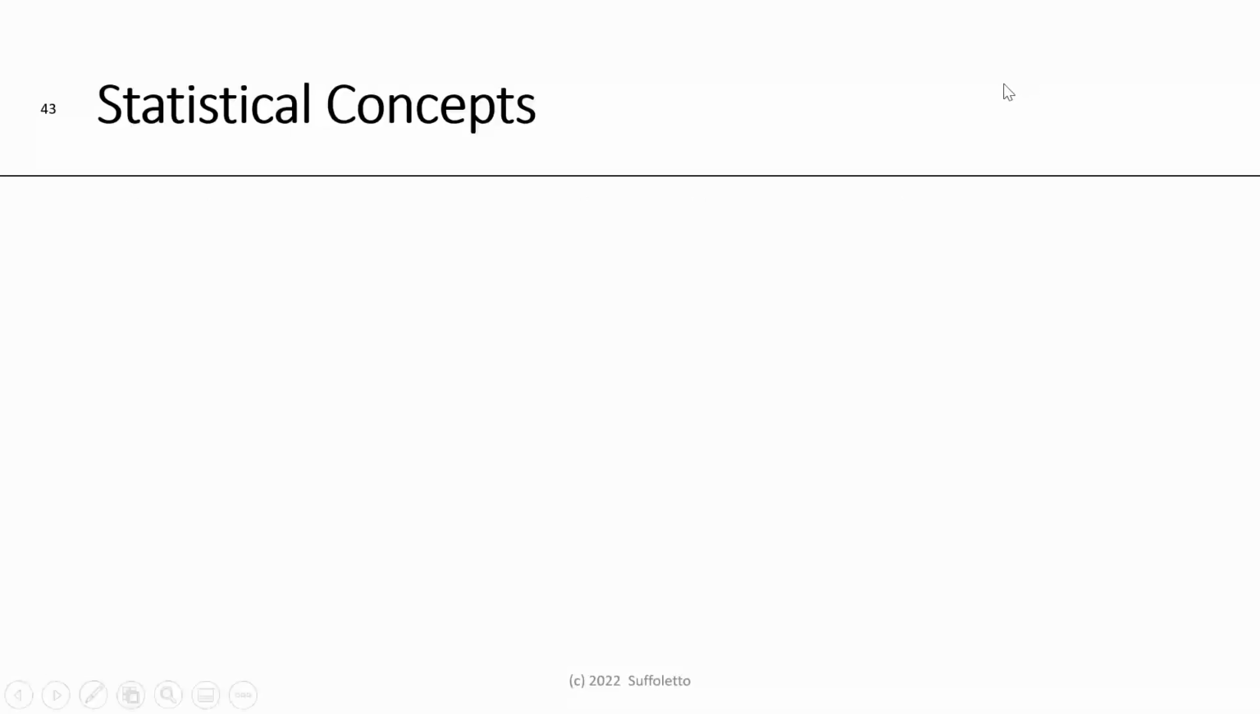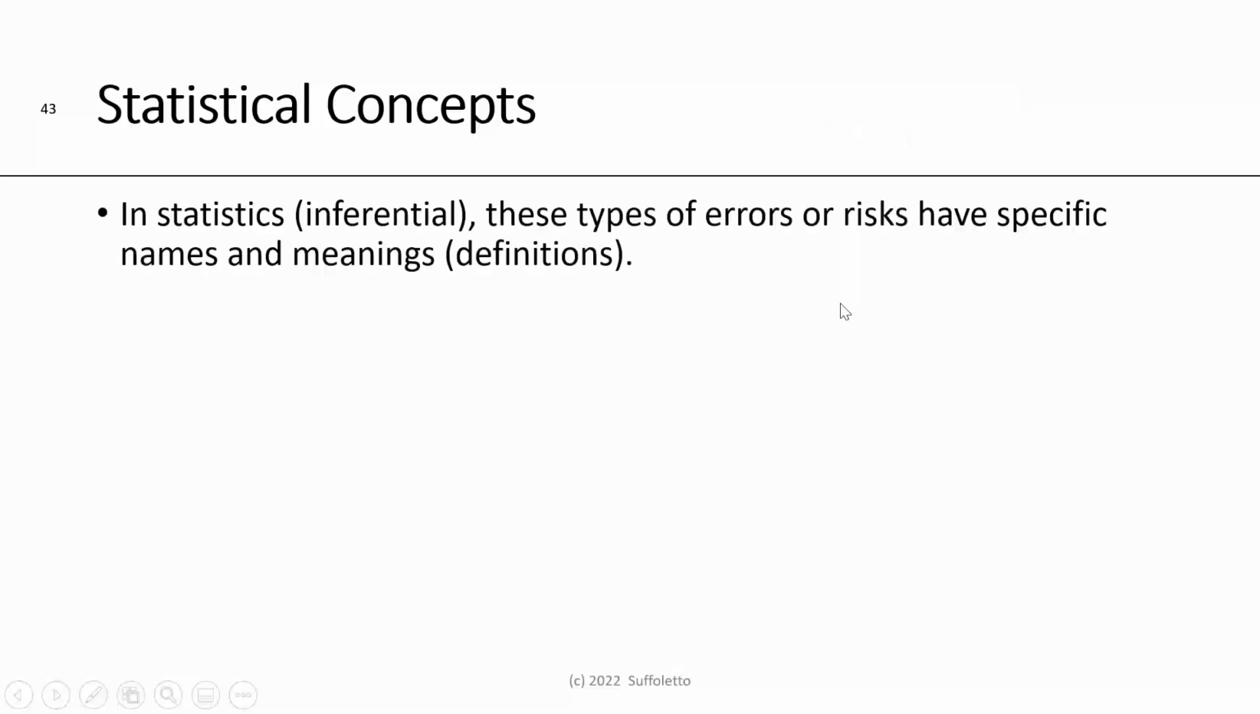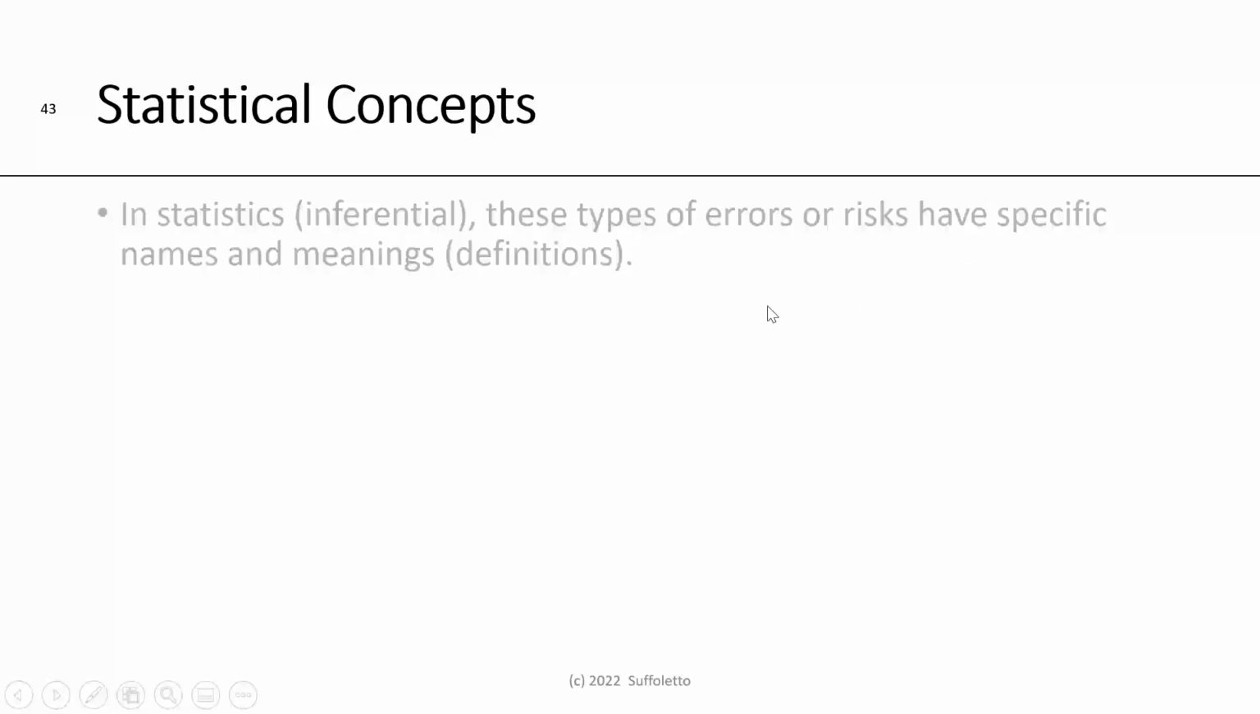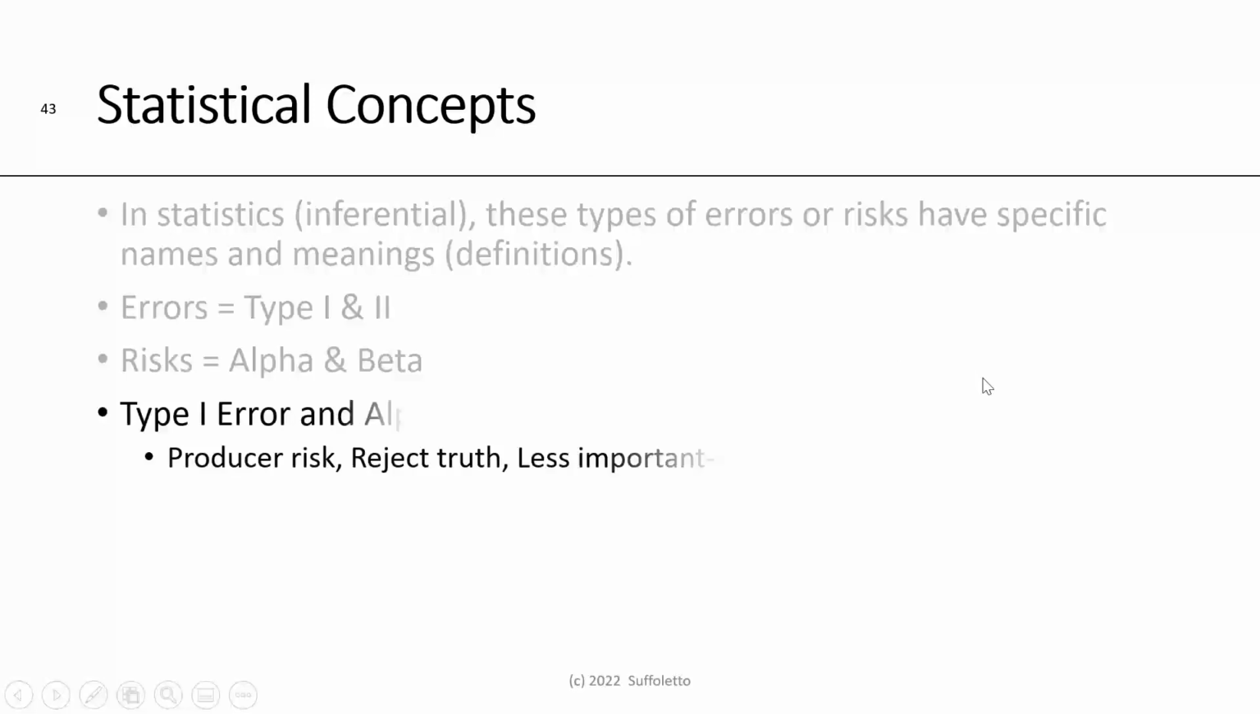So please be patient for a minute here. I think this is important. I have an obligation and responsibility to at least introduce you and share this concept with you. In inferential statistics, there are 2 types of errors or risks. They have specific names, meanings, and definitions. We have type 1 and type 2 errors. We have alpha and beta risks.